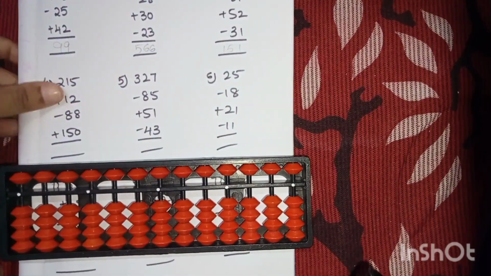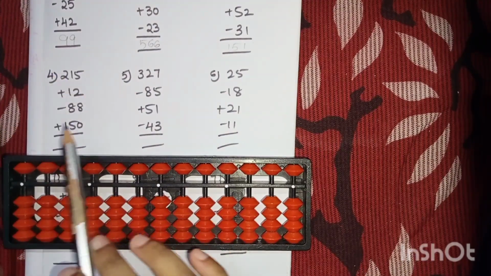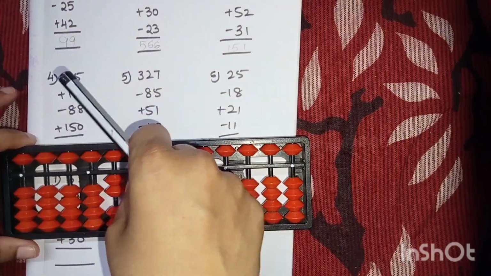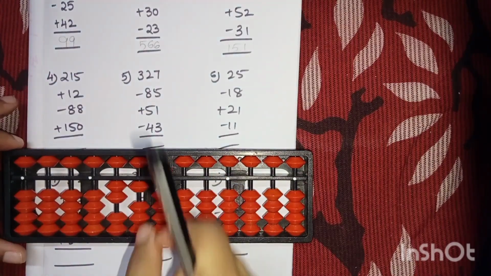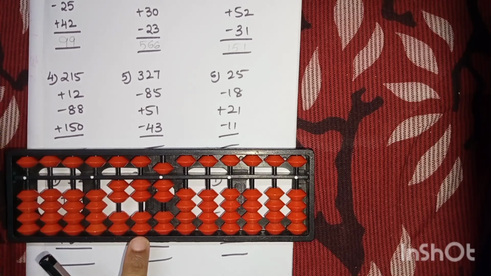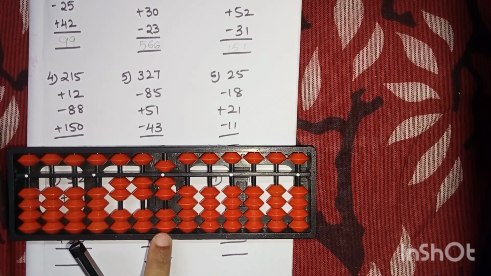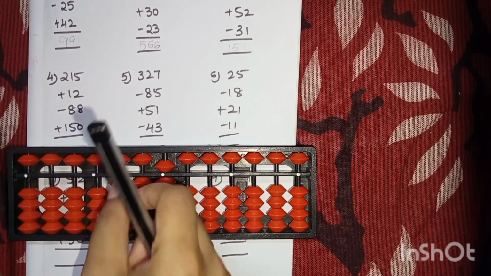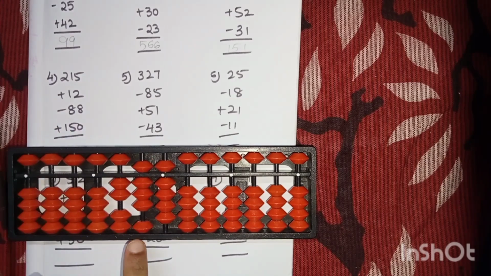Next, 215 plus 12 minus 88 plus 150. Minus 88 is not available in the tens place rod and in the ones place rod also. So what you have to do, you have to take minus 80 and minus 8 big friends formula. Minus 80 is equal to minus 100 plus 20 and in the same way minus 8 is equal to minus 10 plus 2 big friends formula. Next add 150. So what is the answer? 289.